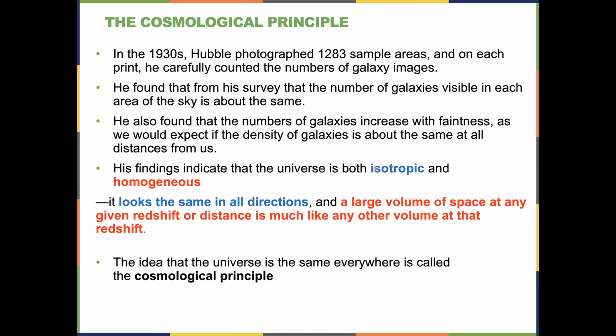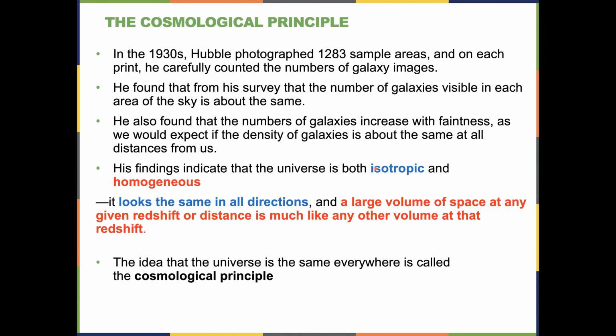So it's a story about direction and also how it looks. So this is called the cosmological principle, that is, the universe is isotropic and homogeneous. Once again, isotropic means it looks the same in all directions. As Hubble stated from his photographs, you roughly see the same number of galaxies in each and every direction. And the second one, homogeneous, means in a large volume of space at any given redshift or distance, it is much like any other volume at that particular redshift, right?